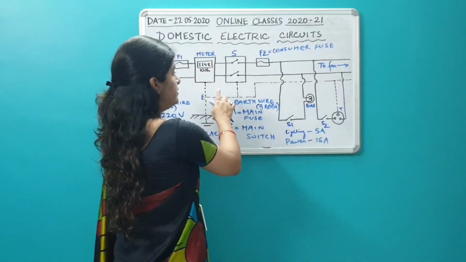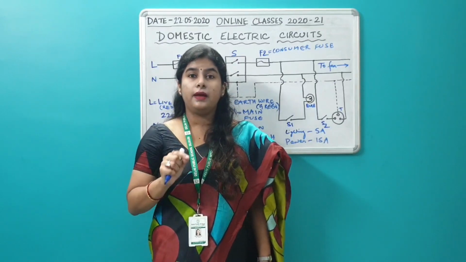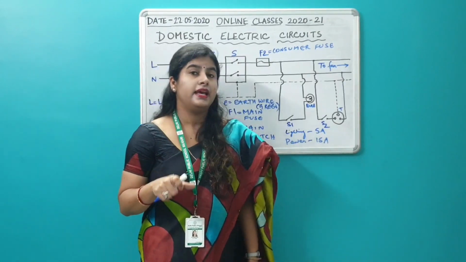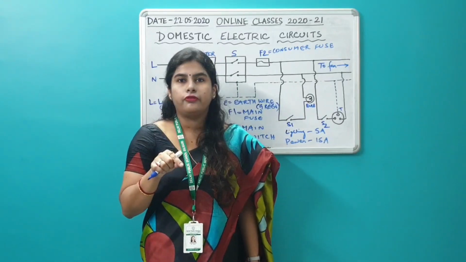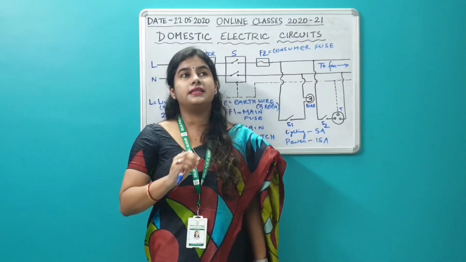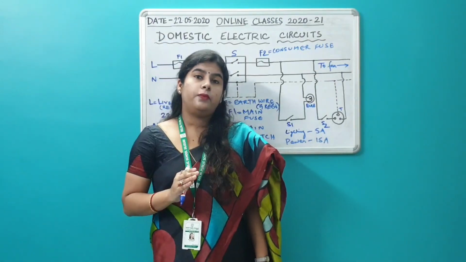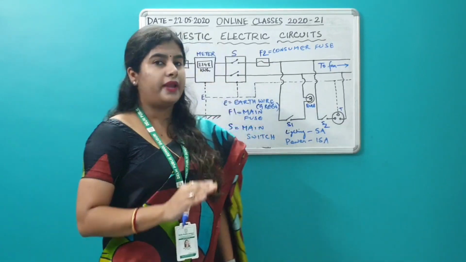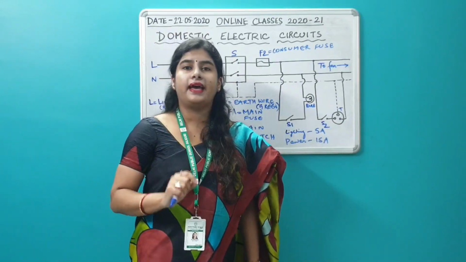Remember, the live wire has got a switch. We always put a switch in the live wire because the live wire actually carries lots of current. When we switch off, we have to break the connection of the live wire so that no more current is drawn into the circuit. So it is very important that we keep a switch along with the live wire, to break the connection so that the circuit becomes incomplete and no current can be drawn in that circuit.